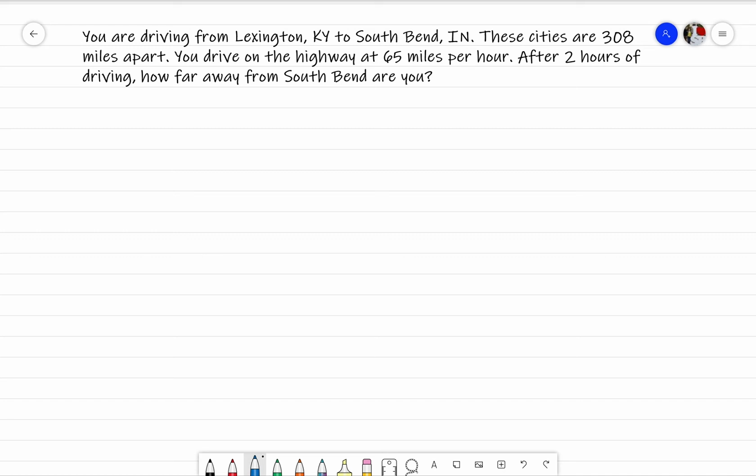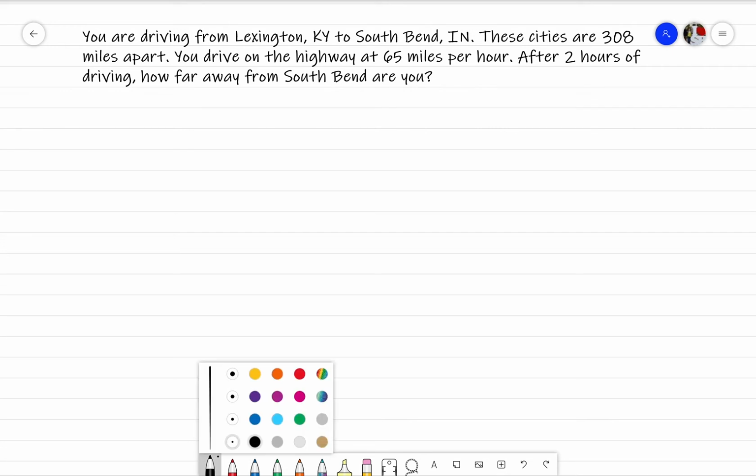Let's practice an example where we are working through a word problem, and we'll work through those strategies that we had on our list. So here's the word problem that we're working with. We're driving from Lexington, Kentucky to South Bend, Indiana, and the cities are 308 miles apart. We're driving on the highway at 65 miles per hour, and the problem wants to know, after 2 hours of driving, how far away from South Bend are we?